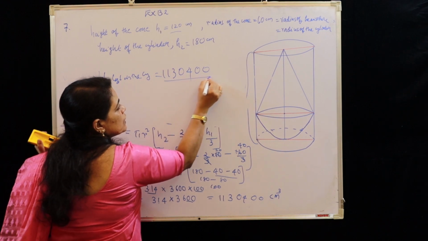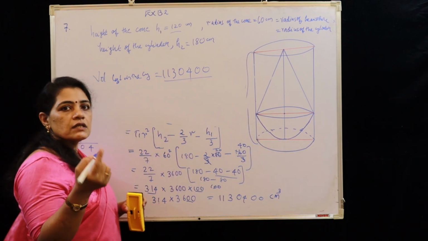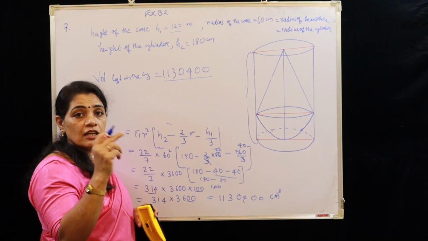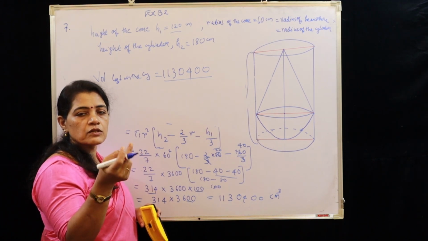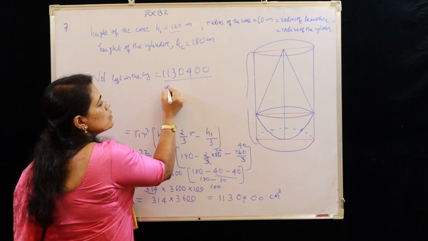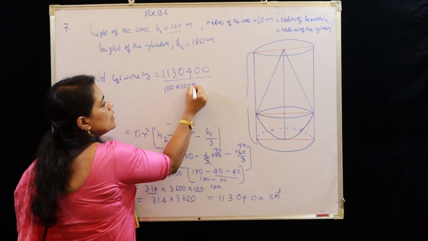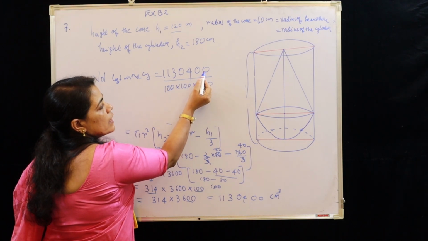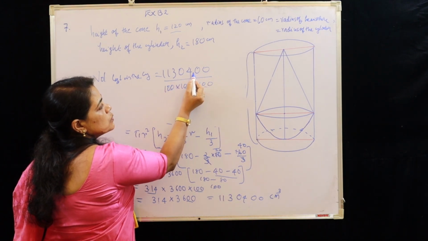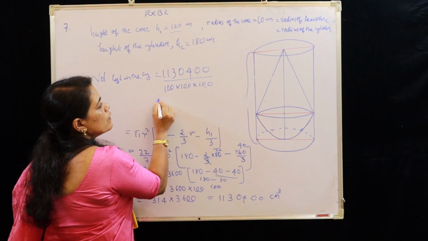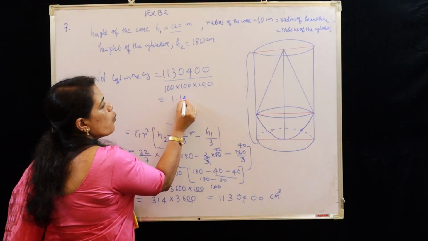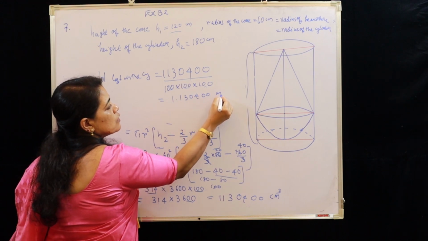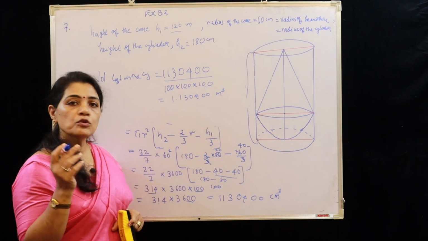This we are going to divide with 3 times 100, that is meter again into meter, that is centimeter cube. So 3 times we have to divide. So 100 into 100 into 100. That means 6 zeros. So we have to shift 6 places. 1, 2, 3, 4, 5, 6. So what is the answer? 1.13040 meter cube. We can round off up to 2 places.